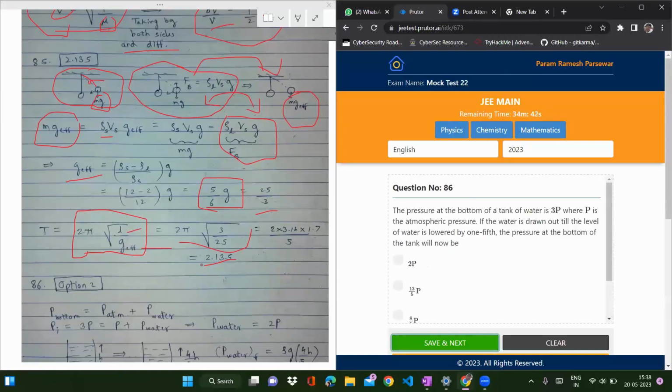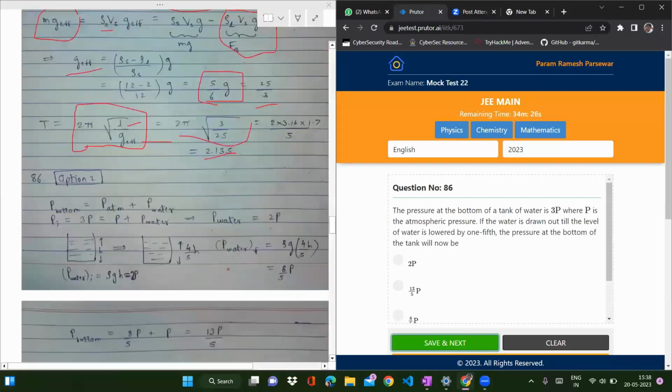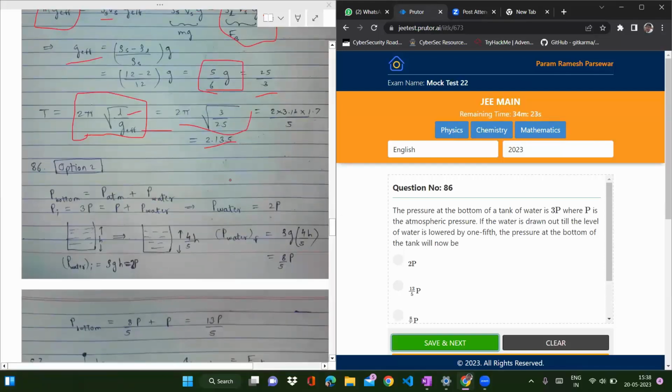Now, the pressure at the bottom of a tank of water is 3p, where p is the atmospheric pressure. If the water is drawn out till the level of water is lowered by 1/5, the pressure at the bottom of the tank will now be? So it is given, we have 3p, the pressure at the bottom of a water tank, and p is the atmospheric pressure. Now the pressure at the bottom of the tank will be pressure due to the atmosphere plus pressure due to the water, so it is P atm plus P water.